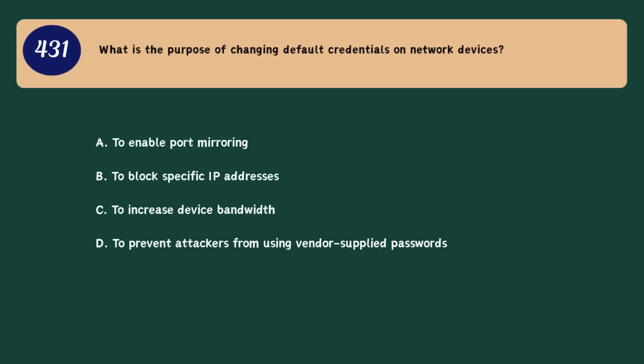Question 431. What is the purpose of changing default credentials on network devices? A. To enable port mirroring. B. To block specific IP addresses. C. To increase device bandwidth. D. To prevent attackers from using vendor-supplied passwords.